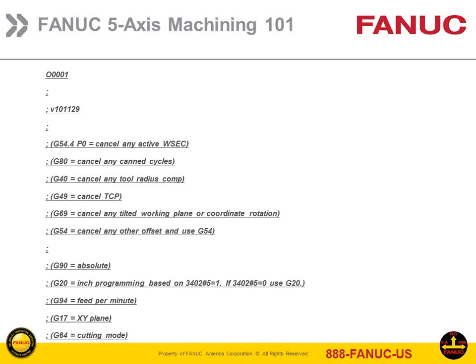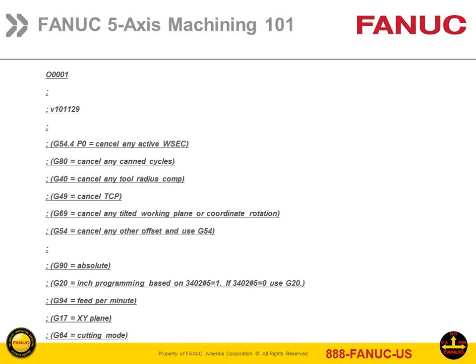G54.4 cancels workpiece setting error compensation. G80 will cancel any drill or tapping cycles. G40 will turn off any tool radius compensation, whether it be 3-dimensional or standard tool nose radius compensation. G49 will turn off tool center point. G59 will turn off any tilted working plane or coordinate rotation.